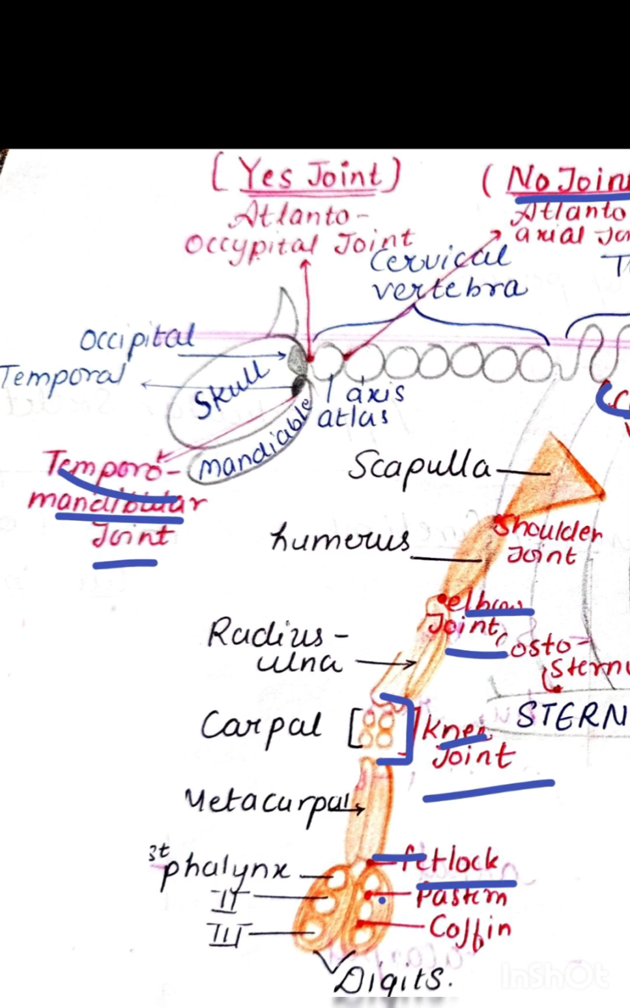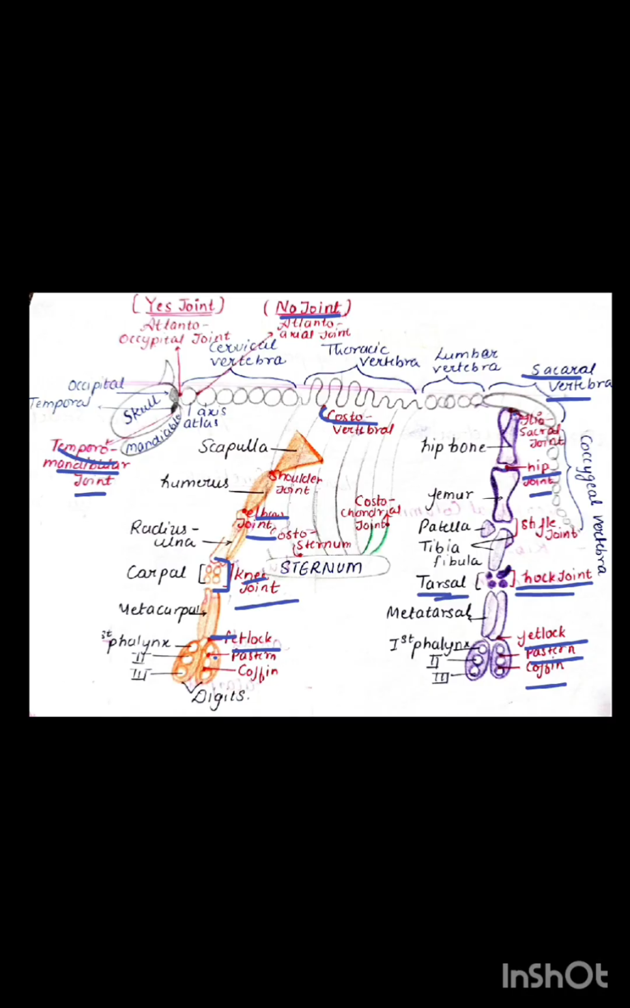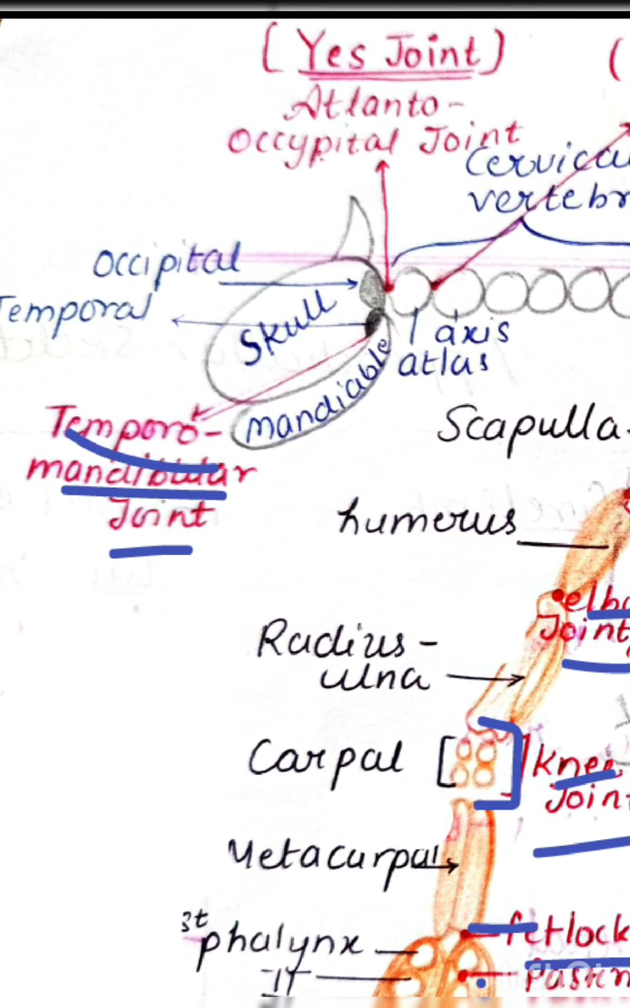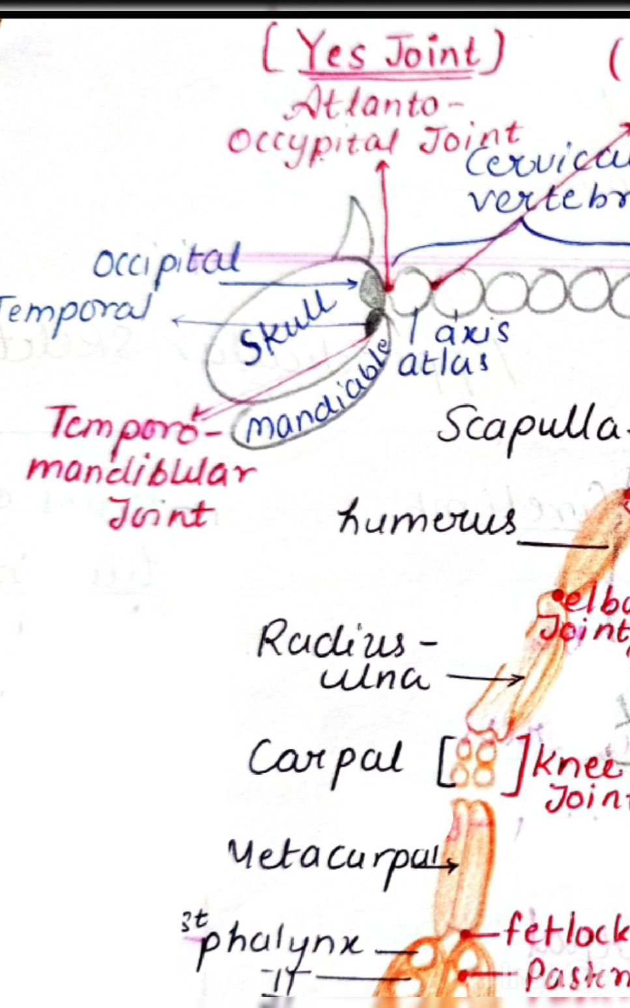When we study the joints, the first joint we are going to study is the temporomandibular joint. This is the joint present between our temporal bone and the mandibular region. The mandibular region mainly contains the jaw of an animal, which contains teeth and other lower mouth structures, whereas the skull contains the brain, the nervous system, and other organs.